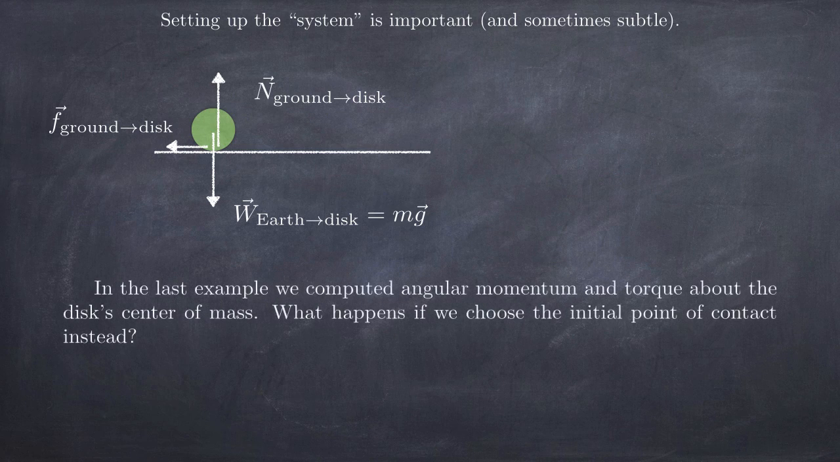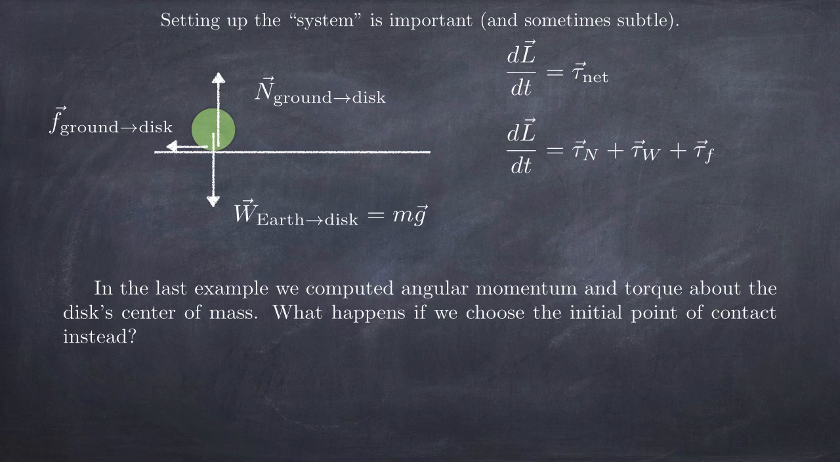Last time we calculated the angular momentum and the torques about the center of mass of the disk. This time, let's see what happens if we choose the initial point of contact as the origin of our coordinate system about which we compute angular momentum and torque. Okay, so we have the same angular momentum principle. The rate of change of the angular momentum is equal to the net torque. We still have the same three forces, so we have to compute the torque produced by those three forces again.